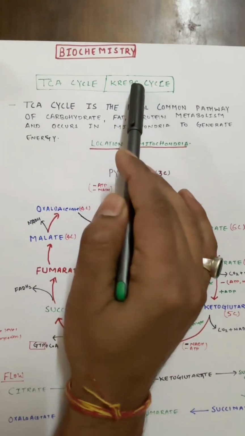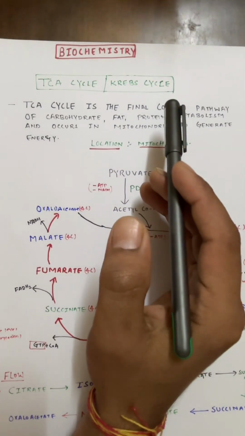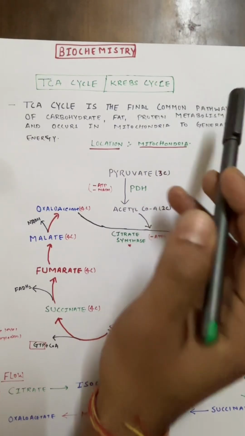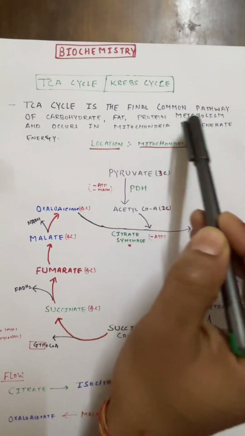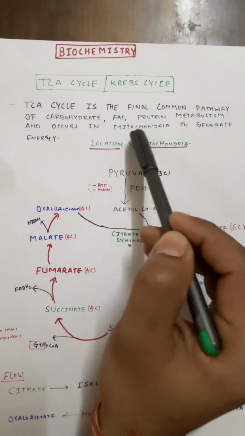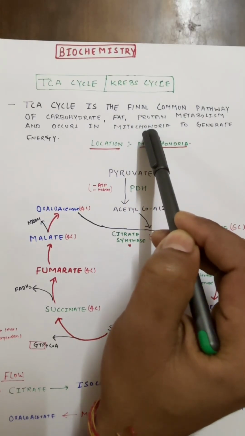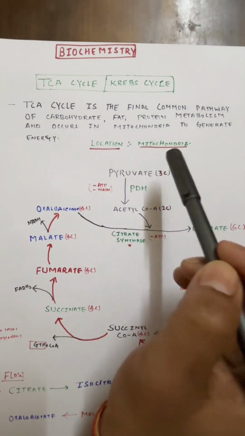So TCA cycle or Krebs cycle. While giving the introduction, the TCA cycle is a final common pathway. Always remember, this is the final common pathway of carbohydrate, fat and protein metabolism, and it occurs in mitochondria. MCQs are asked from here, that where this TCA cycle occurs. So it occurs in mitochondria. Why? To generate energy.